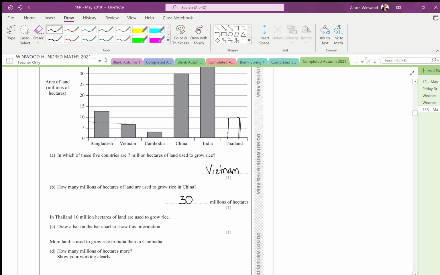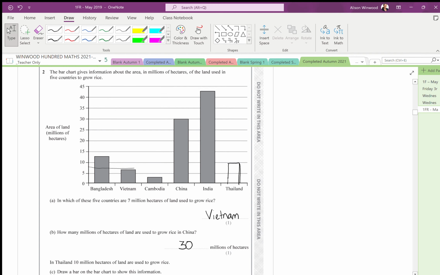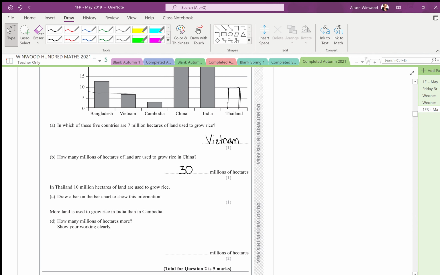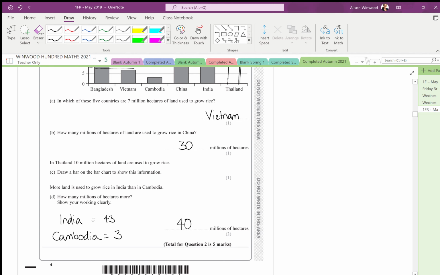More land is used to grow rice in India than Cambodia, so India is 42 or 43. Cambodia is 2 or 3, I'm going to go with 3. So India produces 40 million more hectares.